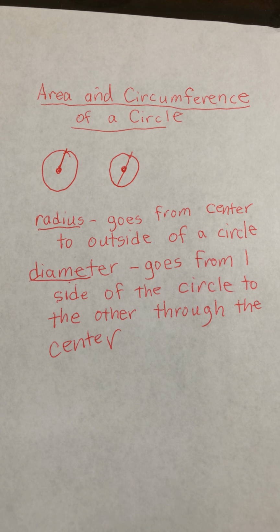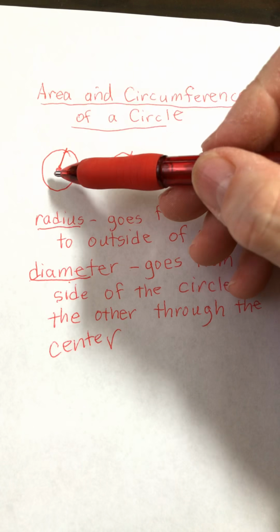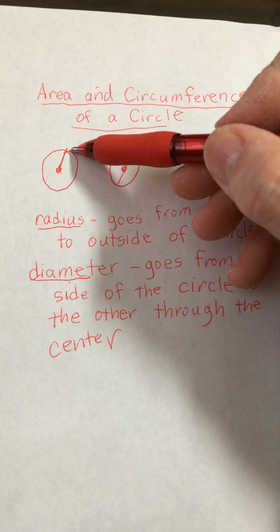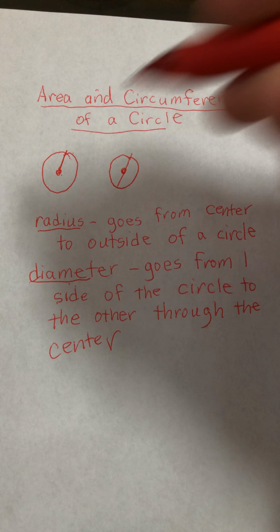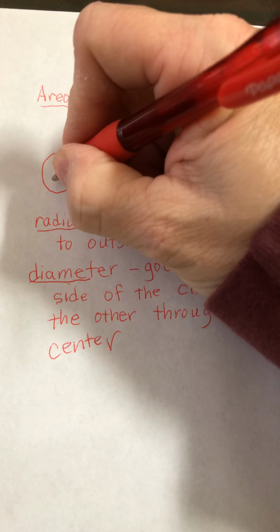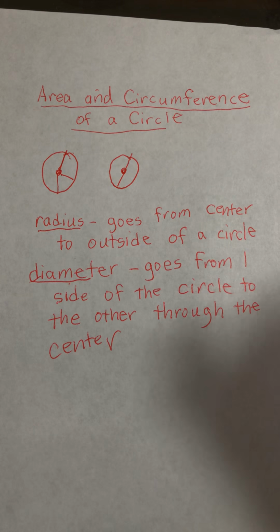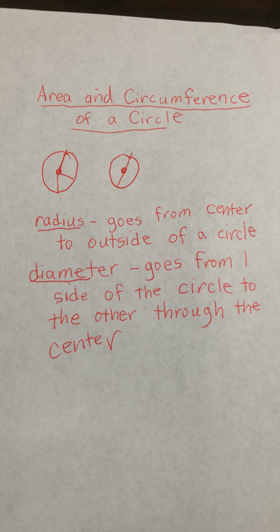So the radius of a circle goes from the center to the outside of the circle. And there can be many radii. That's one, here's one, here's one. An infinite number of radii in the circle, but they're all the same length.